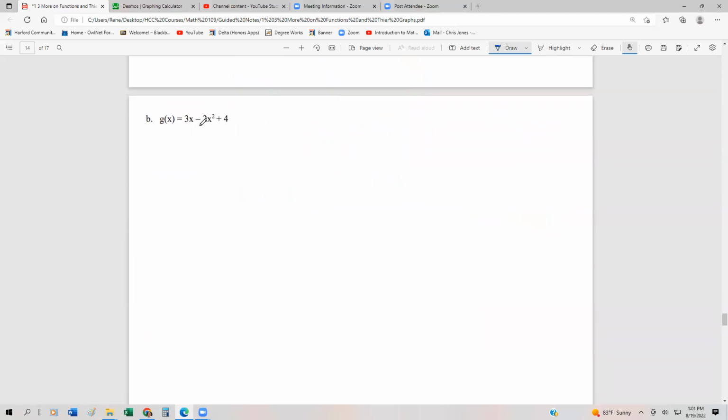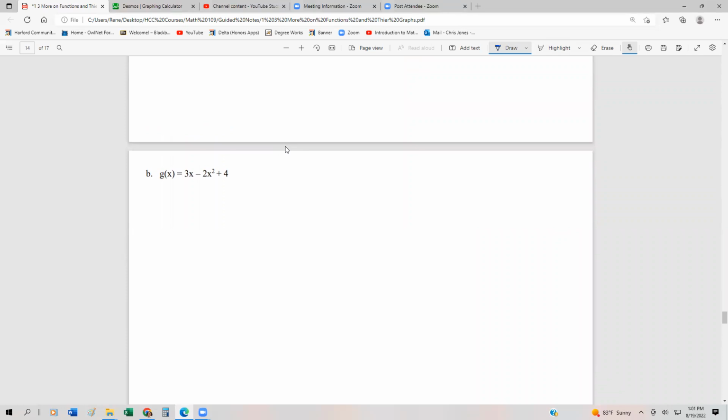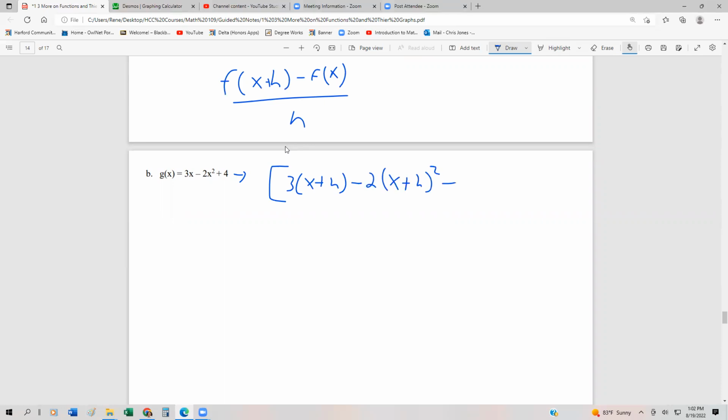Now, this one's a lot tougher because we have a lot more algebraically going on. Okay, and recall that our difference quotient is f of x plus h minus f of x, divided by h. And so we're just going to substitute back in. So anywhere we see an x, we're going to substitute x plus h to begin. All right, so this is going to be 3 quantity x plus h minus 2 times x plus h squared plus 4. Then we're going to subtract the original function, which was 3x minus 2x squared plus 4. And then finally, we're going to divide all of that by h.